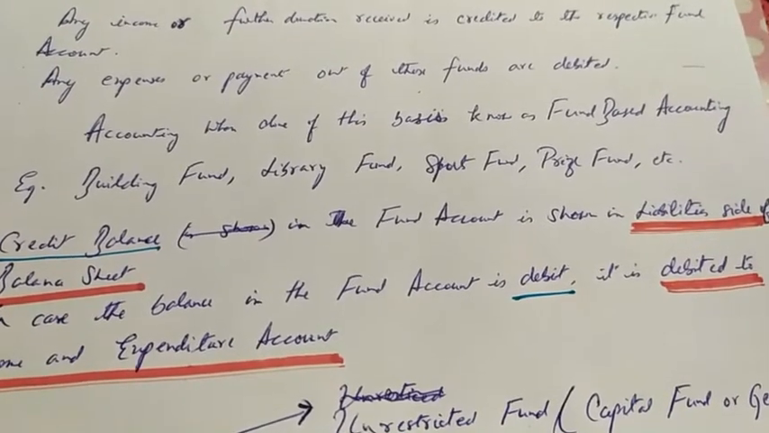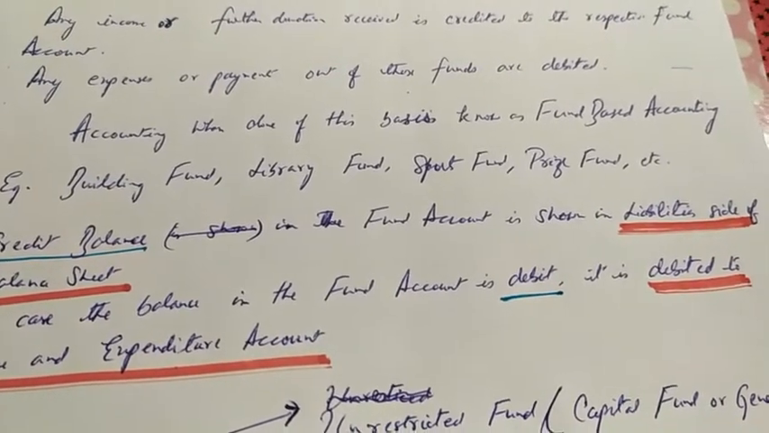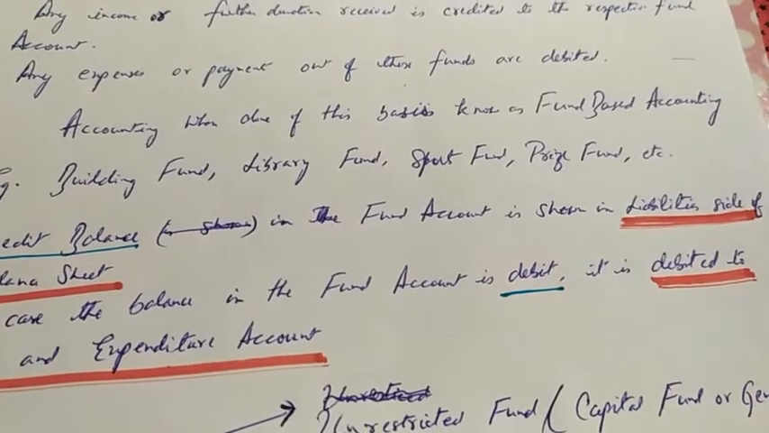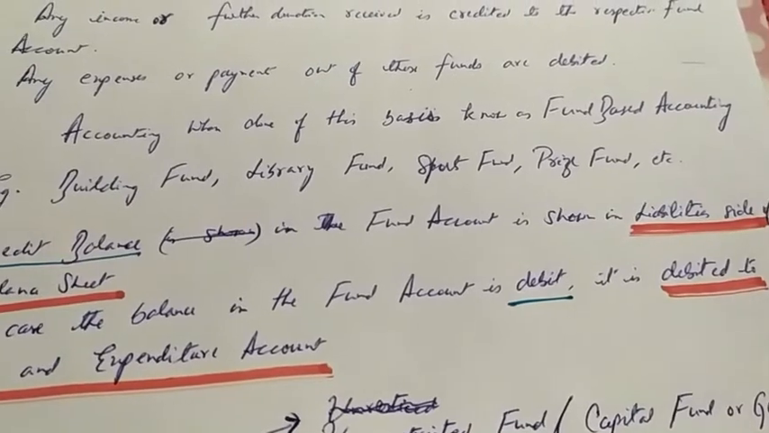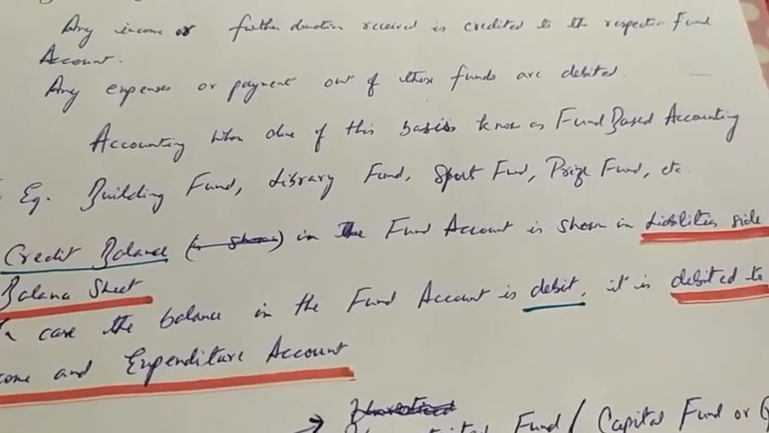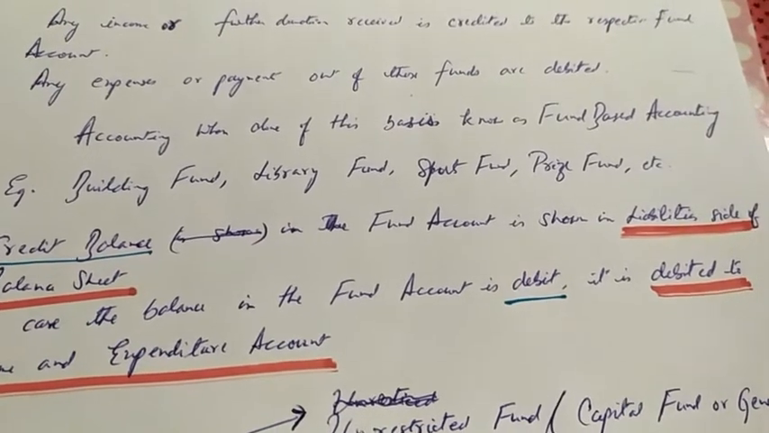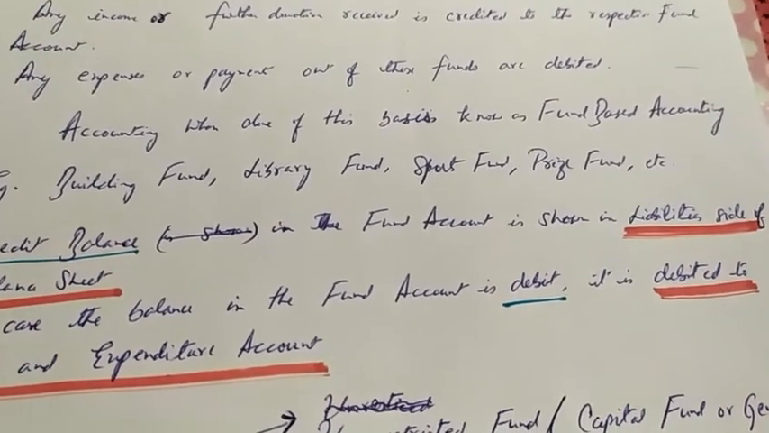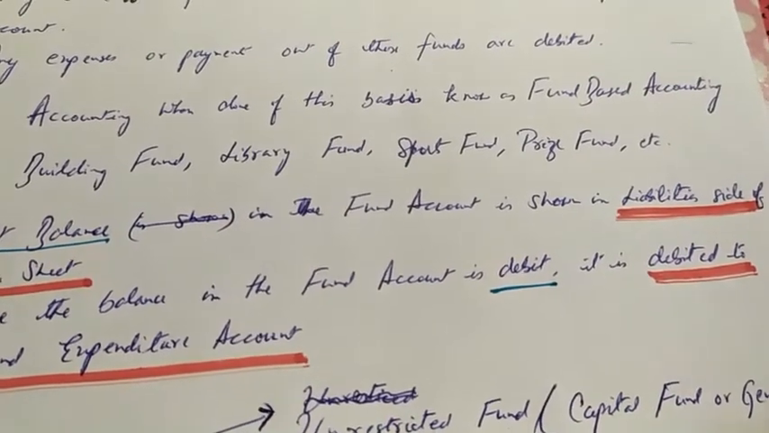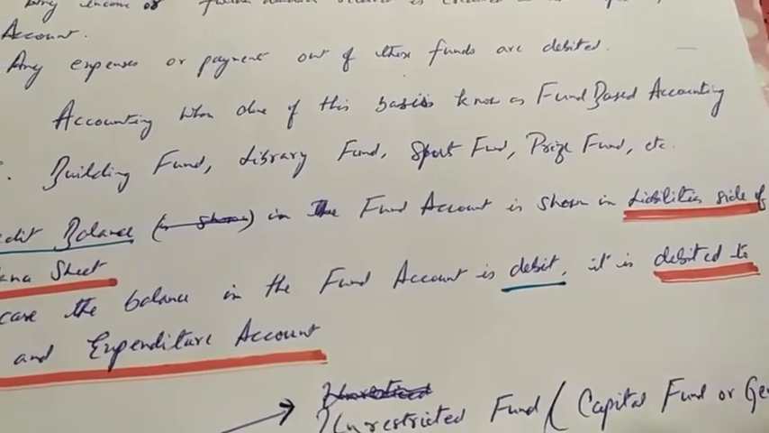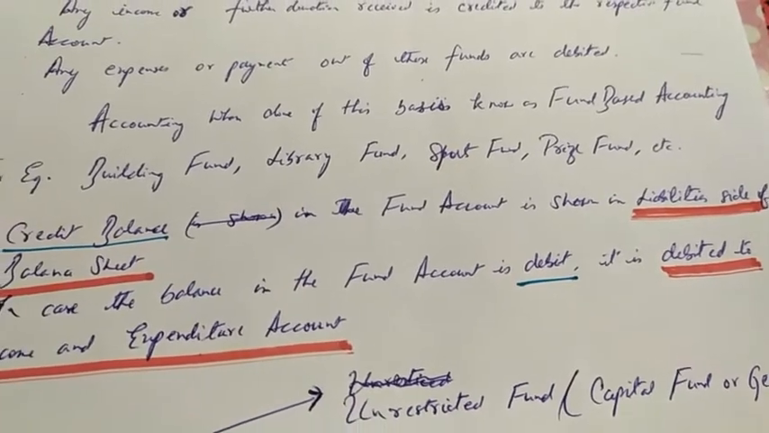So whenever a fund-based accounting system is applied by a non-profit organization, a fund account in the name of the category for which the fund is received is opened, and all the treatment of the amount which is added to the fund or which has been spent out from the fund will be made in that account. So a fund account is created in this kind of accounting.